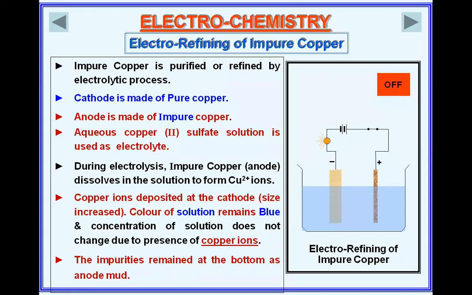The solution contains copper ions, and the cathode and anode are both made of copper. So this is called electrical refining of copper as well as electrolysis of copper sulfate by using active electrodes. Active means the electrode is the same type of matter as the solution.